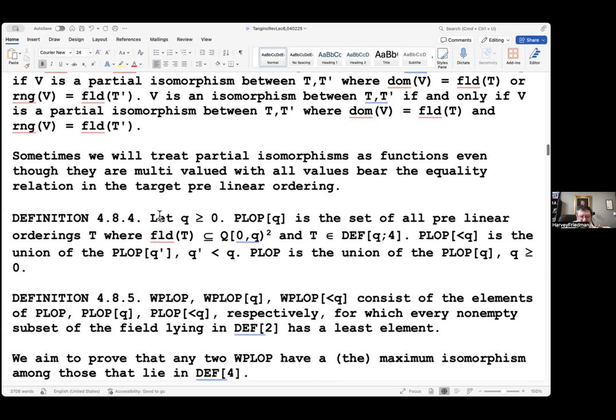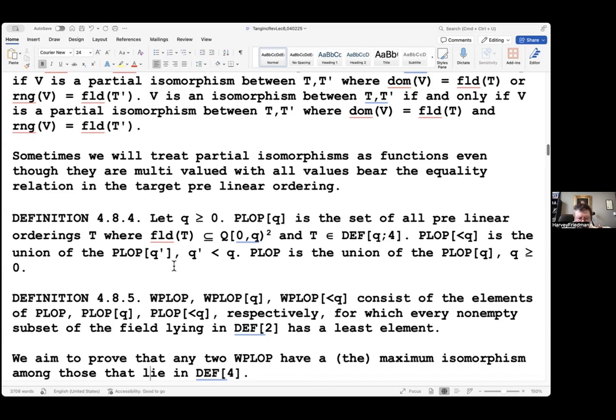All right. So plop of Q is the set of all pre-linear orderings whose field is a set of pairs. You see, this comes up that I have to do pairs. It's a little hard to explain easily why this keeps coming up, but the field is pairs, not points, and T is definable. So T has to be Fourier, right? Because if it's a binary relation on pairs, it's a Fourier relation. And plop of less than Q is the union of the plop Q prime where Q prime is less than Q. And plop is the union of the plop Q.